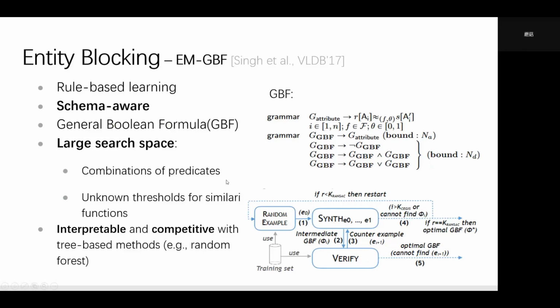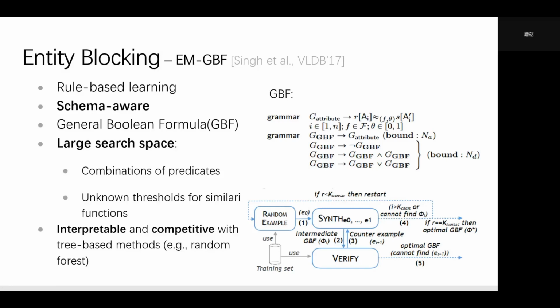For tree-based methods, although they can also be considered as rules for each part, they are very complex and hard to understand by humans. So the advantage of EM-GBF is that the GBF has comparable performance, and the GBF rules can also be understood by humans.